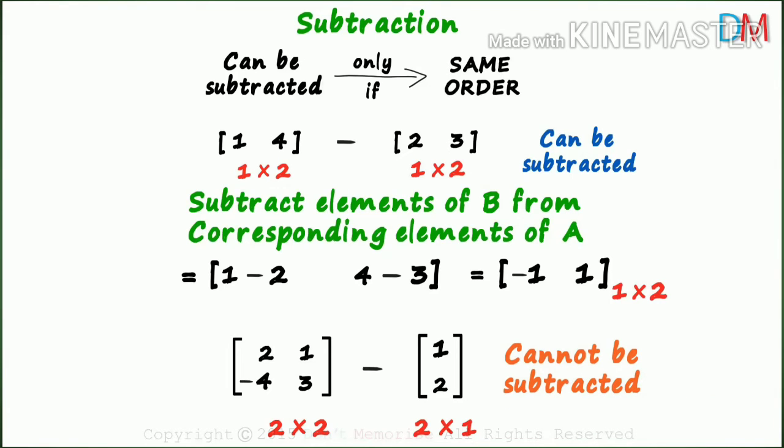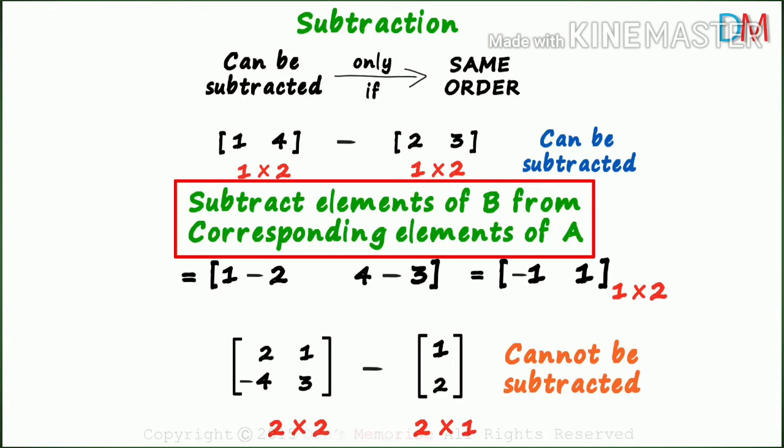So remember, before performing the operation, check if they are compatible for subtraction. And only if they have the same orders, we move on to subtracting the elements of one matrix from the corresponding elements of the other.